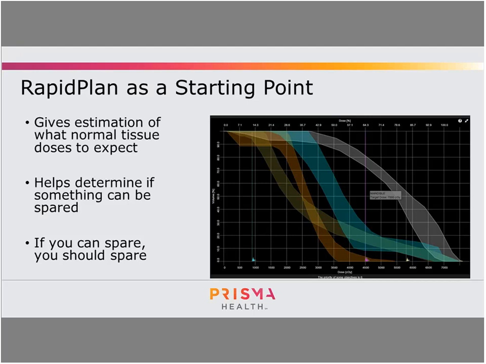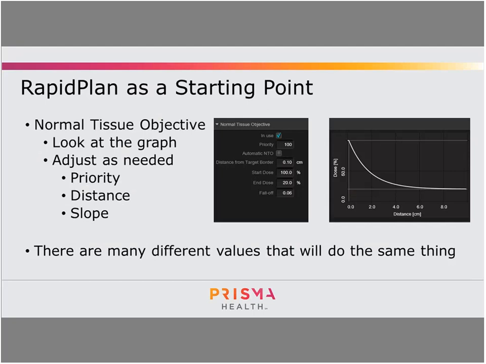So it helps you know if something can be spared, and it also makes sure you're optimizing all the structures you need to, because you have to assign each structure to a contour, and then also, if you can spare something, you might as well spare it. So that's my fun RapidPlan part.